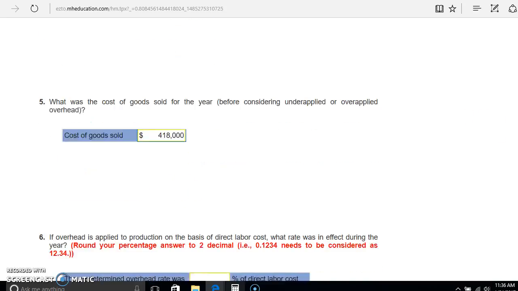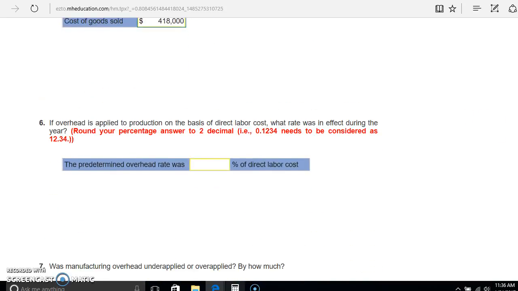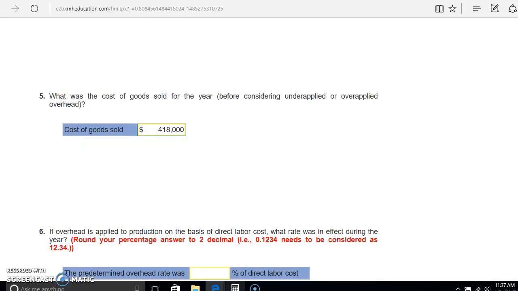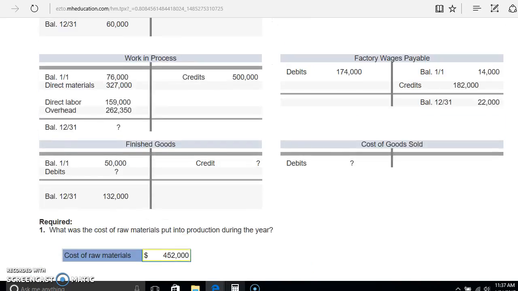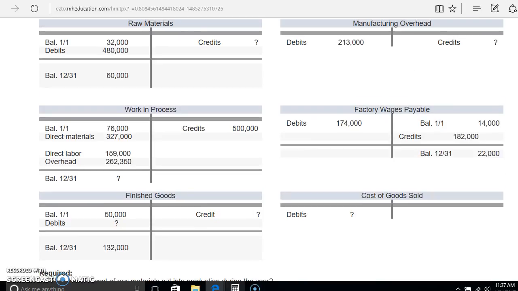Okay. Number 6, if overhead is applied to production on the basis of direct labor, what was the rate in effect during the year? So for this overhead allocation, what I want you to think about in this case is we have all this stuff that we cannot easily allocate to each bicycle that we're making. So we're going to have to figure out a way to best allocate that. And there are several ways to do it. One of the ways is to say, okay, well, we're going to estimate that for every labor hour that we pay, there's going to be X amount of overhead. And that's what we're going to do this time.